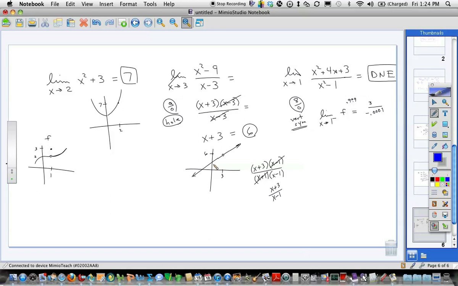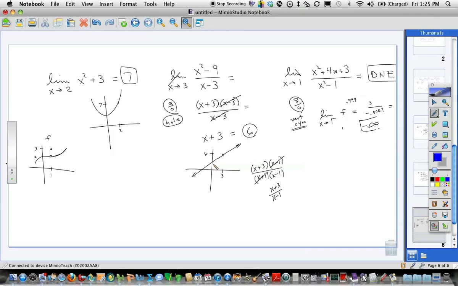Now, what's 3.999 divided by a really little negative? I don't even care that it's 3.999. I just care that it's some positive number. Take some positive number divided by a really little negative, and you get a really big negative. Negative infinity. Negative infinity.